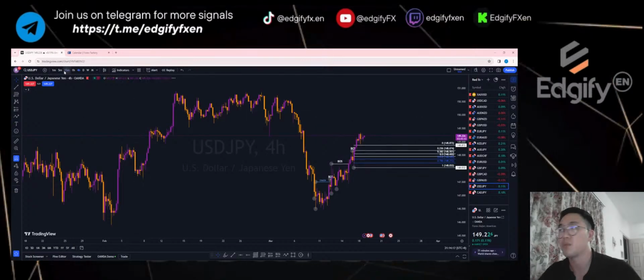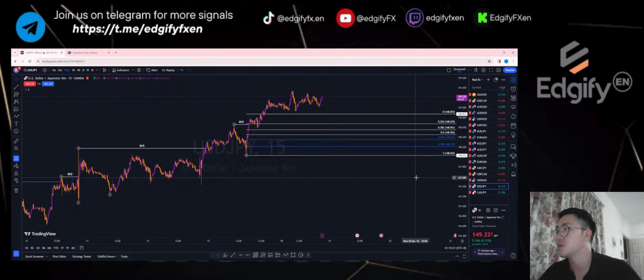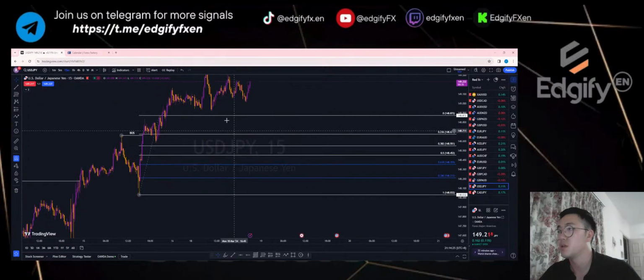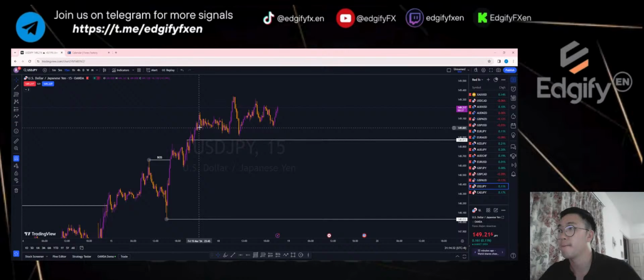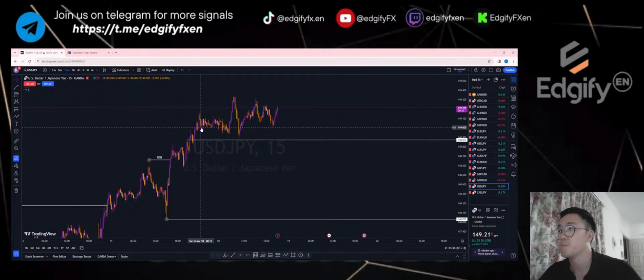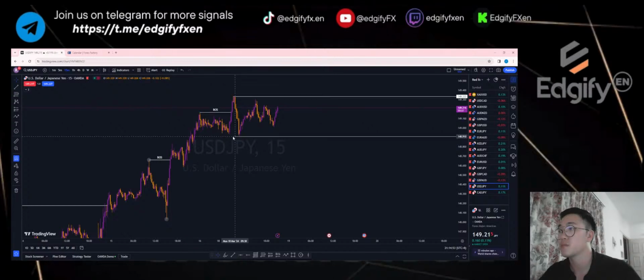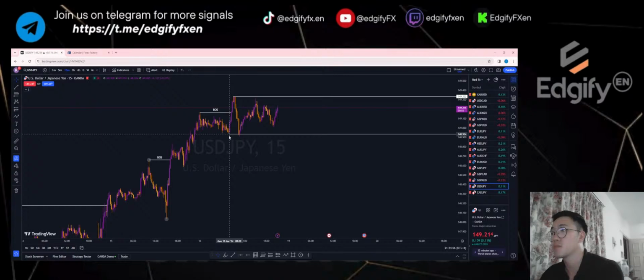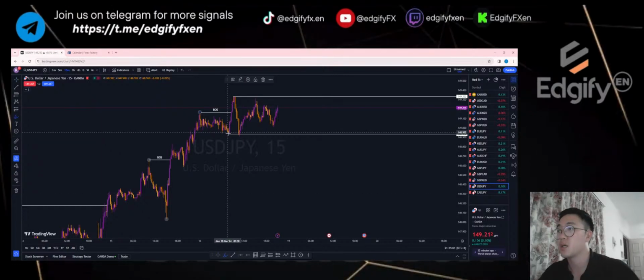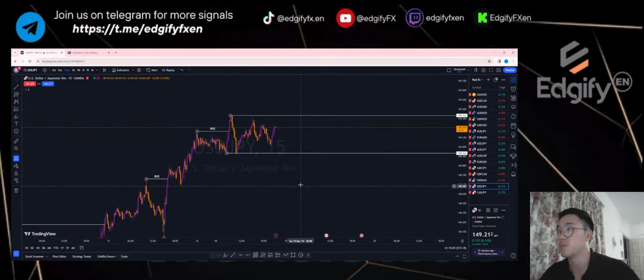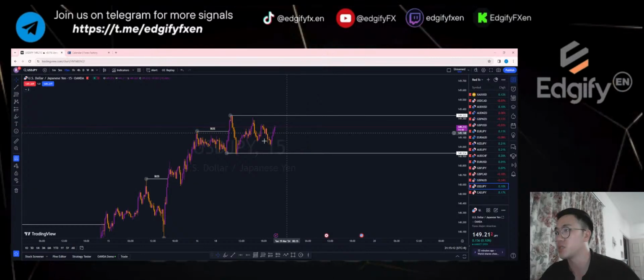USD JPY, I'll be looking at my 15-minute, because this is based on my 15-minute settings here. Just give me a moment. We are looking at something like this at the moment for USD JPY. So we'll just see how this goes before we jump in, because it's a little bit risky to actually take a position here.